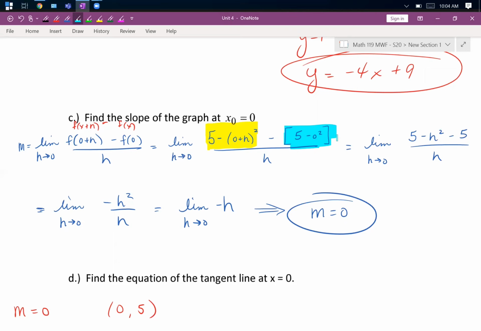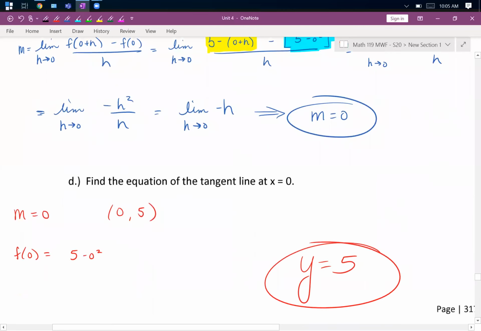Well, so questions on that? Oh, we see that slope of 0. That tells us we have a horizontal line. We know that right off the bat. We want to write the equation of the tangent line at x equals 0, so we need our point and our slope. And we end up with the equation y equals 5.